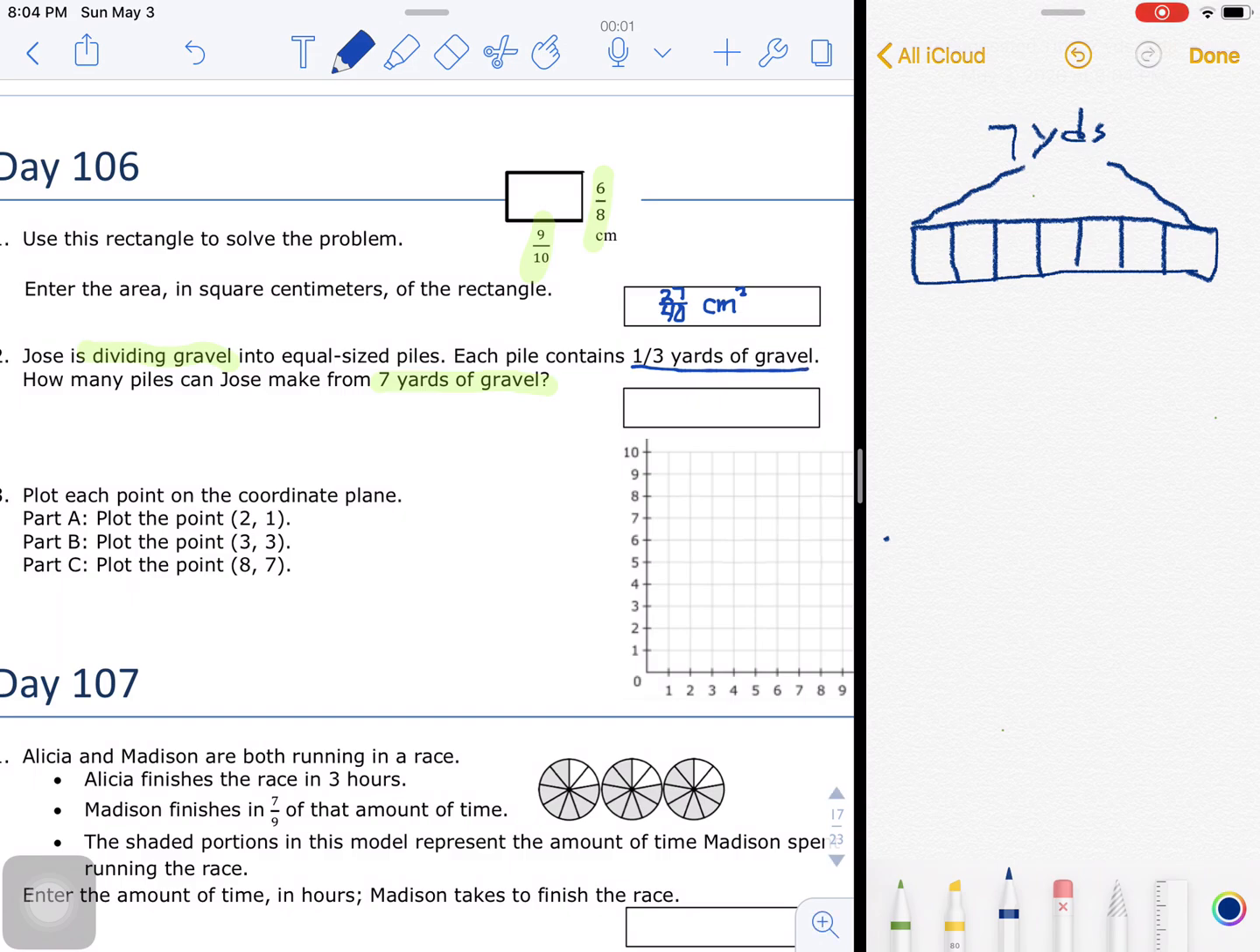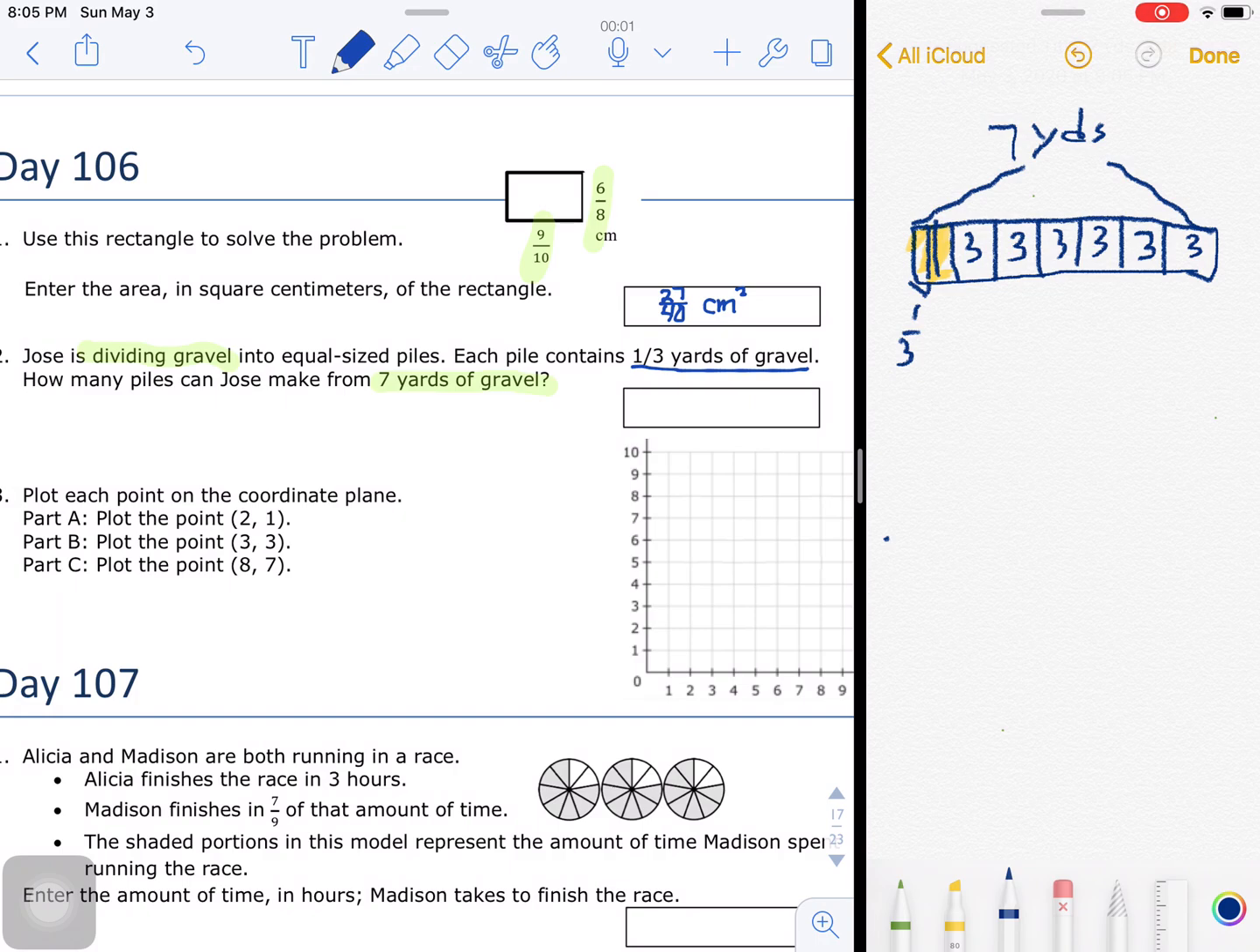And then what it tells us is that each pile contains 1/3 yard of gravel. So if one of these partitions here is 1 yard, we know that if we broke it into thirds, we have 3/3 in 1 yard. And if we have 3/3 in 1 yard, and I'm just going to write the number of thirds in each yard, we would have 21 thirds.